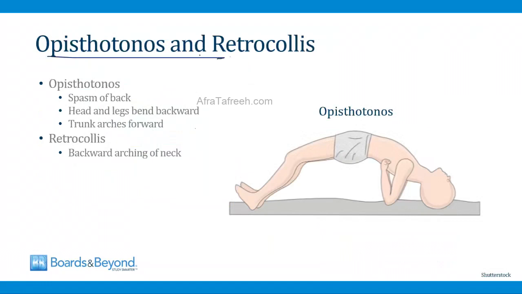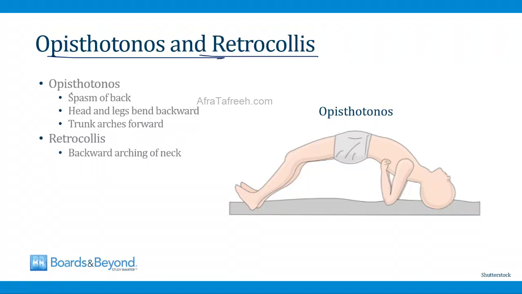So opisthotonus and retrocollis are forms of muscle spasm that can happen to babies who have BIND. This is really historical. We don't see this in the modern era, but decades ago, when there was no treatment for hyperbilirubinemia in newborns, babies would get very jaundiced and then develop these forms of muscle spasms.